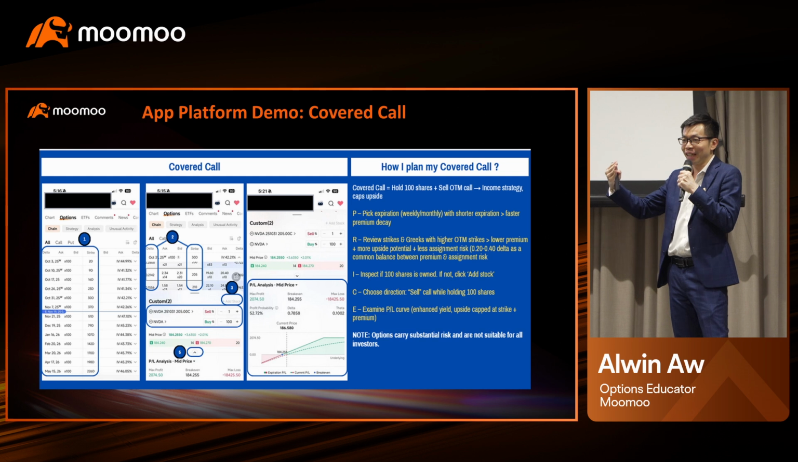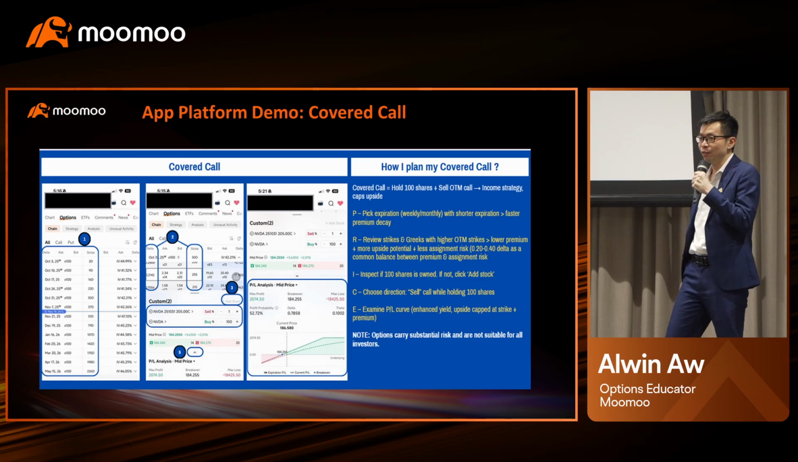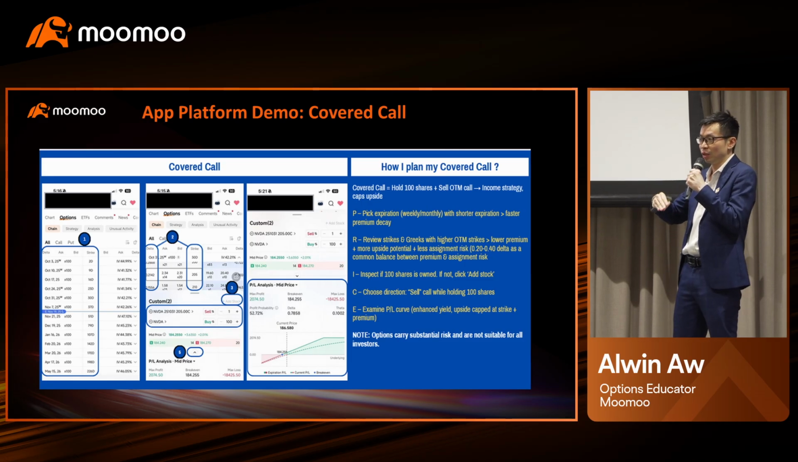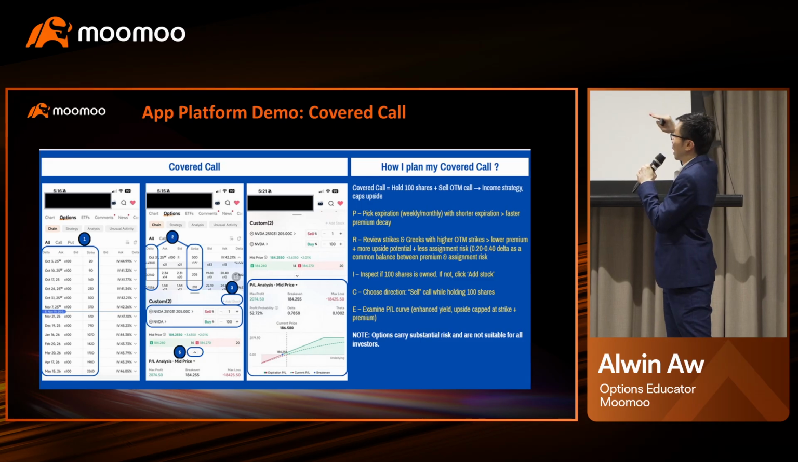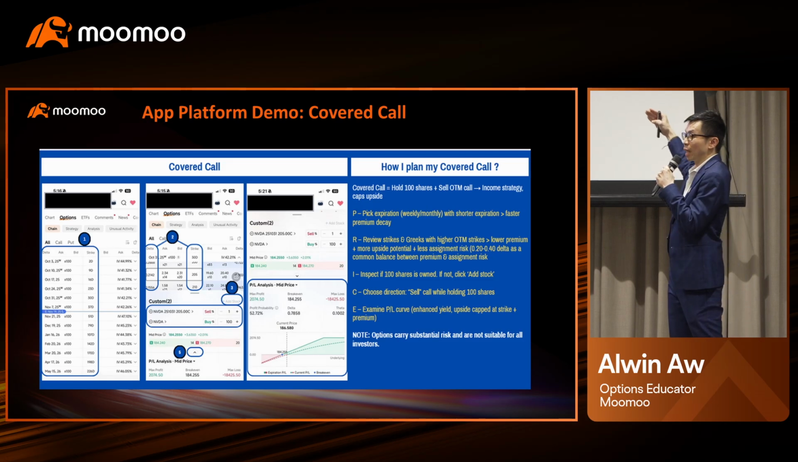You can go through the checklist. The first step is looking at the expiration. Always pick the right expiration. If you are a short-term trader, you do short-term. Long-term, long-term. So of course, for the covered call expiration, we have a shorter-term expiration, which means you want to collect the premium faster, or you want to hold a longer-term expiration. That's the first P, all right?